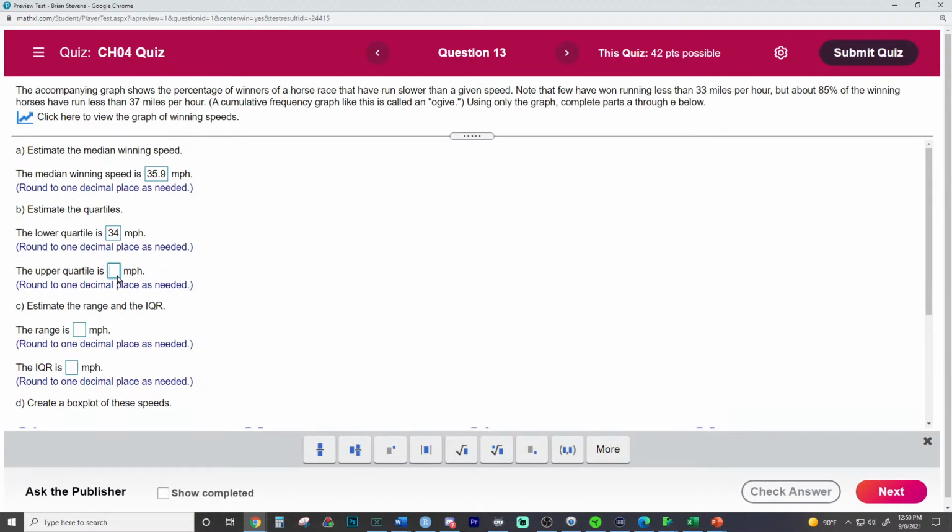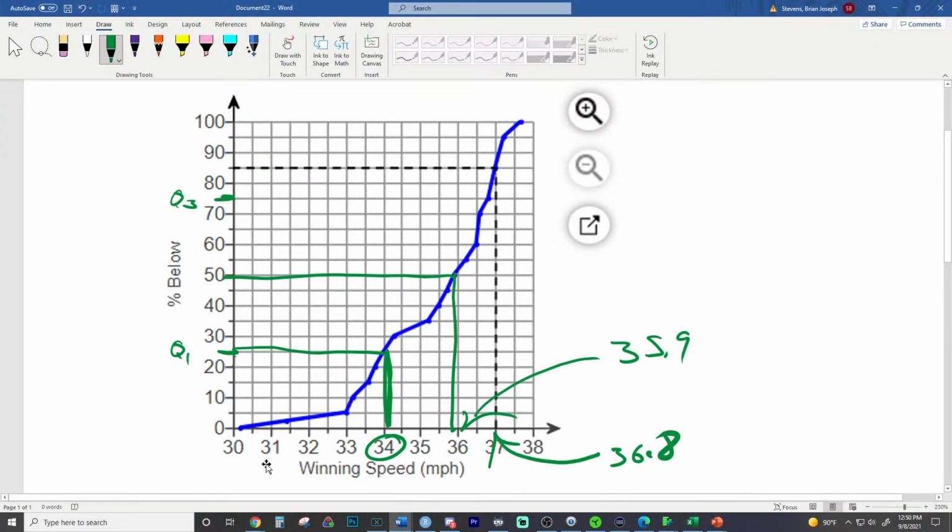Remember, just tracing over. So who can tell me the IQR? The IQR is not the range of the data. Oh, we got to do the range first. The range is going to be the maximum number minus the lowest number. So let's go look at our graphic again. The lowest number in this data set looks to be about what? And we'll highlight it over here.